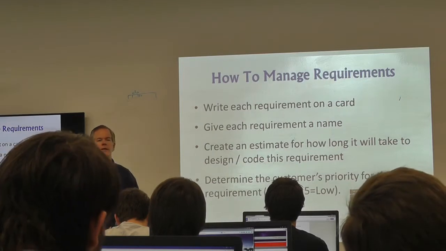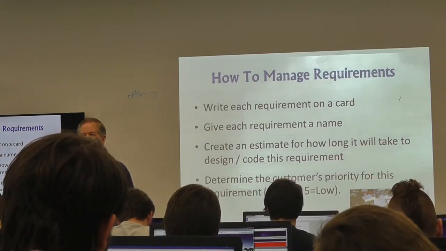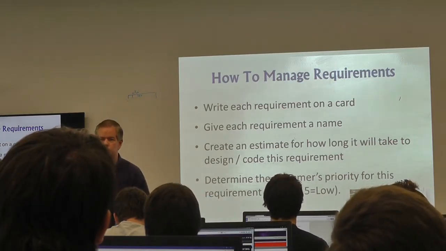You want to give each requirement a name. So, I'd like to have a traffic control system for the City of Lakeland. I should be able to have cars move in two different directions at the same time. I don't want to have to wait for somebody if there's nobody in line.